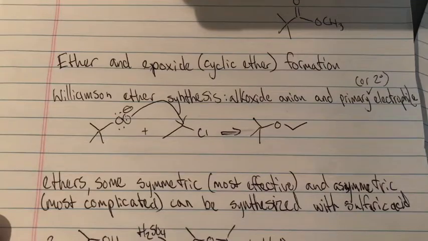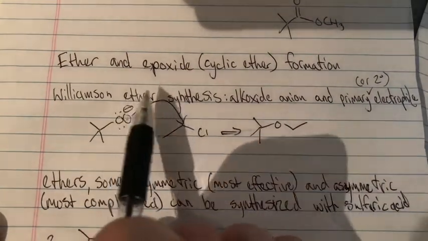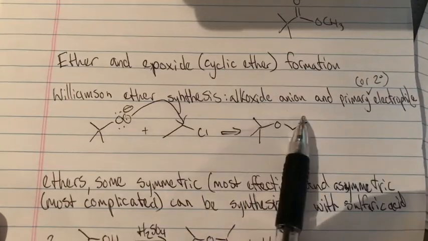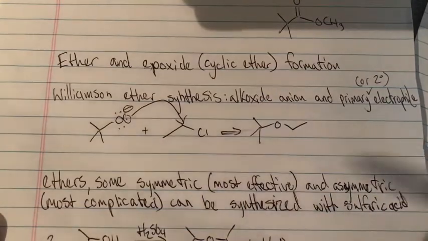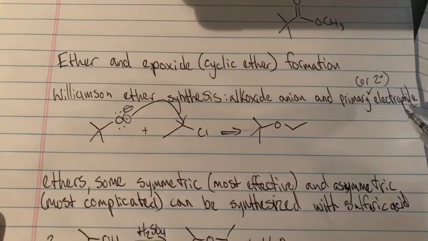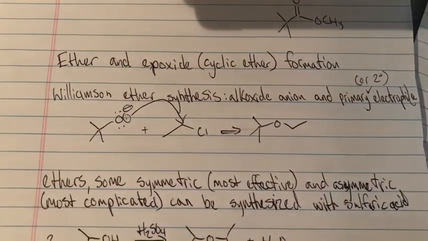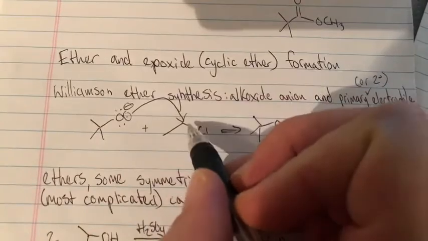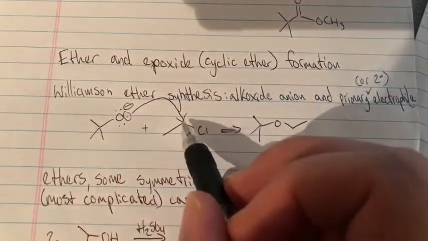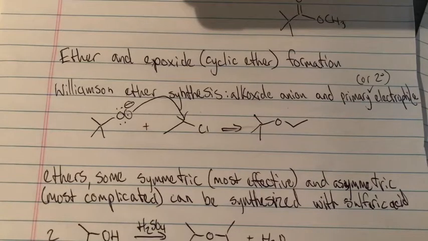First off, we're going to talk about just simple ethers, or linear ethers, if you will. Williamson ether synthesis involves an alkoxide anion, so that means a conjugate base of an alcohol, and a primary or secondary electrophile, which would be an alkyl halide. Surprise, surprise, this is going to act as a good nuke. Even though you think of this as pretty bulky, remember that this is going to be primary, so therefore it's going to be highly reactive and accessible.